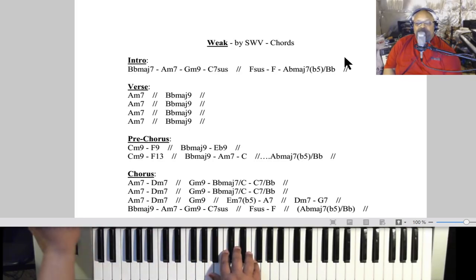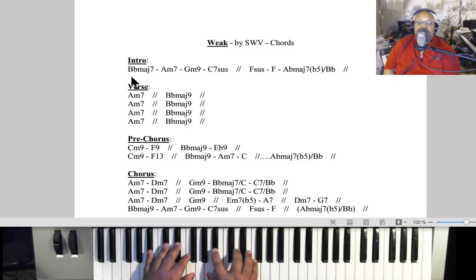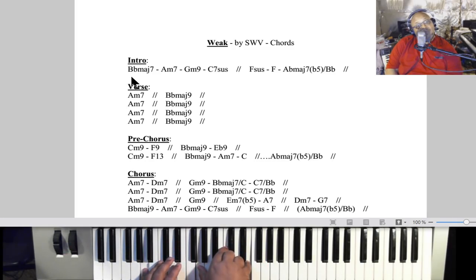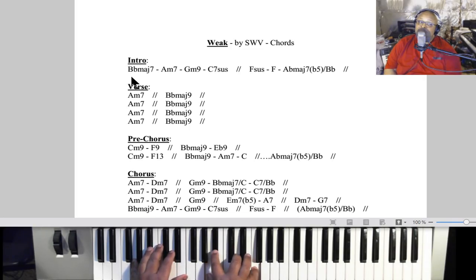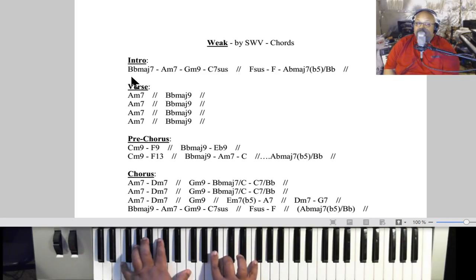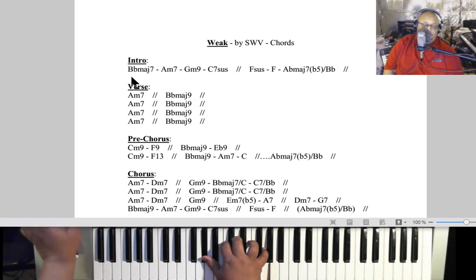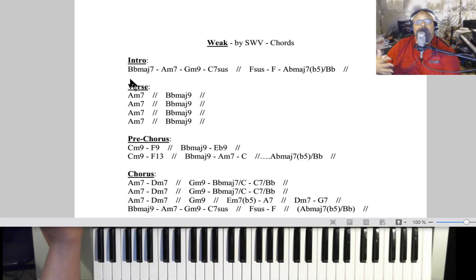So when I say on the video, okay, here's the intro, here are the chords to the intro. All you've got to do is use the video, and then you say, oh okay, B flat major 7, A minor 7, G minor 9, C7 suspended 4, then F suspended 4, F major, and then A flat major 7 flat 5 over B flat. And then you come down here, and on the video you'll hear me say, okay, now this is the verse. We're going to do the verse.